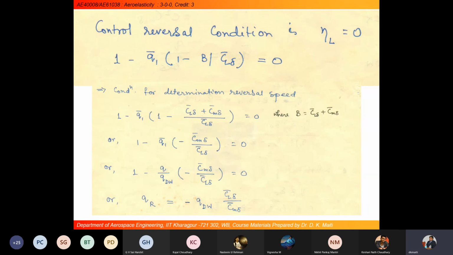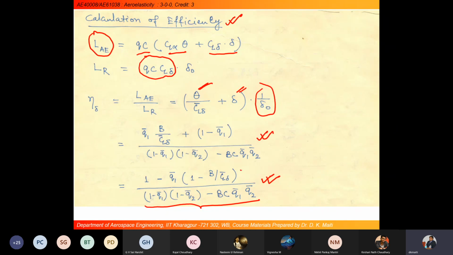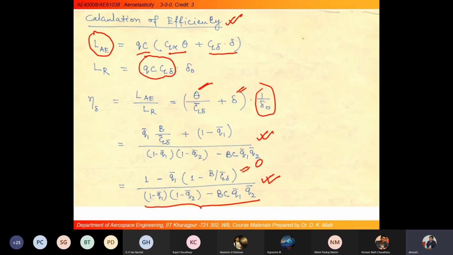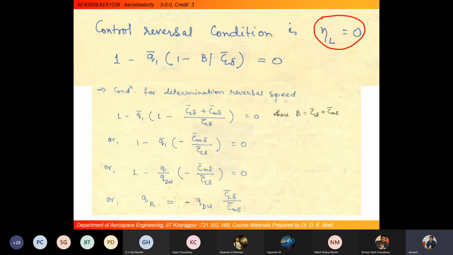And now we will get the control reversal. Control reversal occurs when lift efficiency is equal to 0, equating the numerator part equal to 0, that will give us the control reversal. That's what I have taken here. So 1 minus Q1 bar multiplied by 1 minus B divided by CL delta bar equal to 0. After simplification, finally we are getting the same expression: Q reversal is equal to minus Q D wing multiplied by CL delta bar divided by CM delta bar.